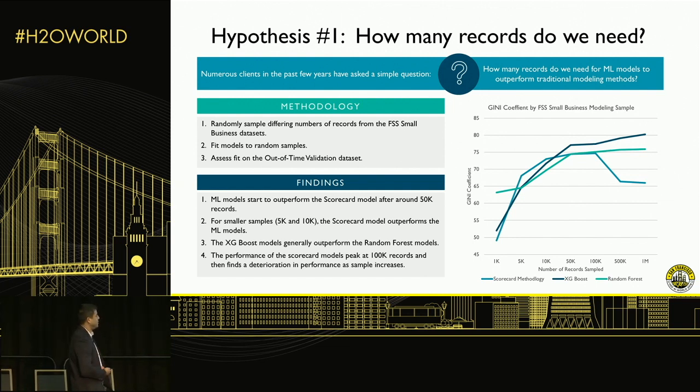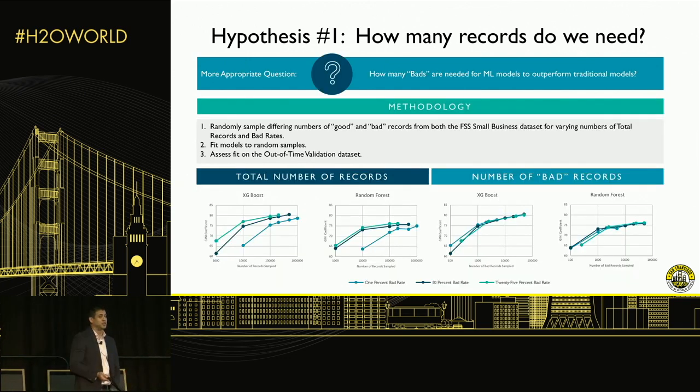So it seems like about 50,000 records, but is that actually the question we should be asking? How many records do we need to build an ML model? Or is the question, how many bad records do we need? Is it the number of records, or is it the number of bad records, or the minority class in your dichotomous response variable? It turns out it's the number of bad records that is actually the more important number you should be quoting.